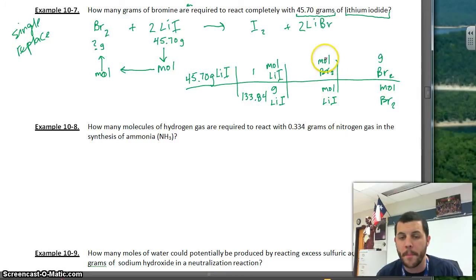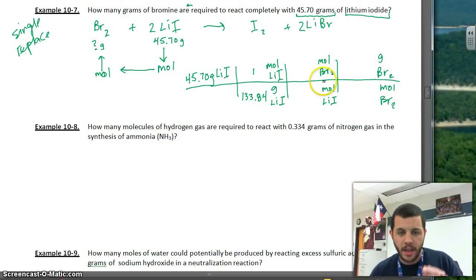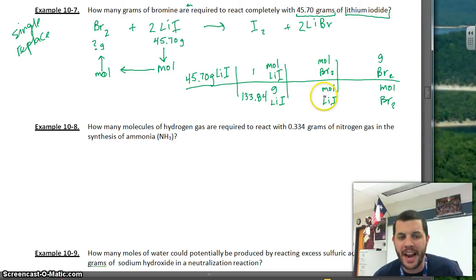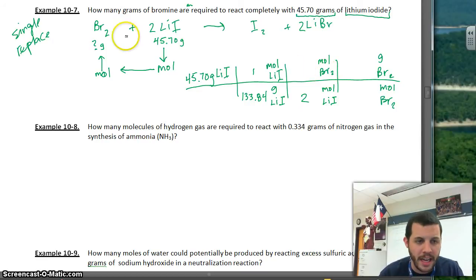Moles of bromine compared to moles of lithium iodide. Now, we used to always put 1 with the mole. That's not the case now for Unit 10. Anytime I have moles over moles, I have to put the coefficients in. So my coefficient for lithium iodide is right here. It's a 2. My coefficient for Br2 is just 1 because I don't have a coefficient there. So I'm going to put a 1 in right there.